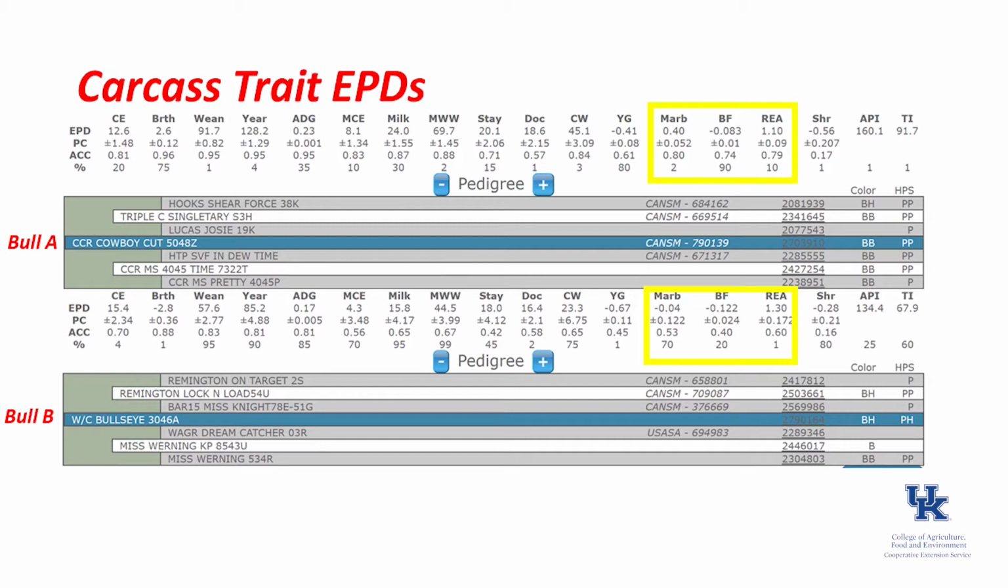And so we have 2 bulls here. Okay, both of these happen to be Simmental bulls. We have a marbling EPD of a plus 0.4 on that bull, a negative 0.04 on that bull. If we wanted to look at the ribeye area, we have a 1.1 and a 1.3. And so the question is, depending on that producer's goals, which bulls would be best, or how would their calves be different?